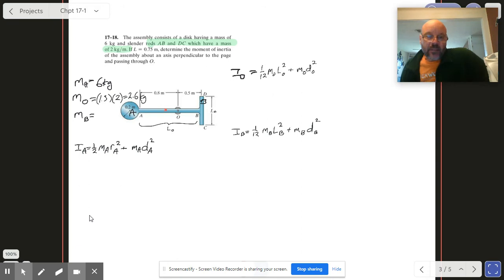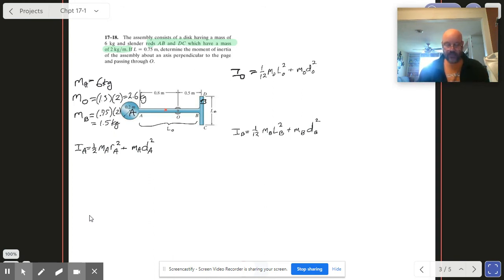And the linear mass density is 2, so that becomes 2.6 kilograms. To get the mass of B, we're going to do the same thing. The length it tells us is 0.75. Multiply that by 2, and we get that M sub B is 1.5 kilograms. Okay, so now we just execute our formulas just like before.